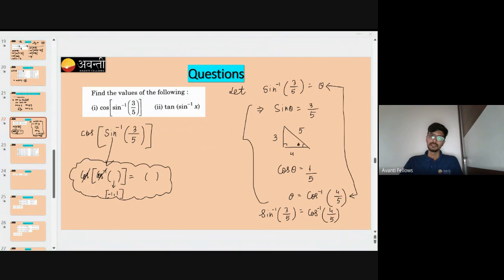So now let's come again here. I am successful in converting it to cos inverse of 4 by 5. I just need to be careful of one thing: this value should be between -1 and 1. And I hope you can see it is between -1 and 1. So basically I can cut this cos and cos inverse, and my answer is 4 by 5.